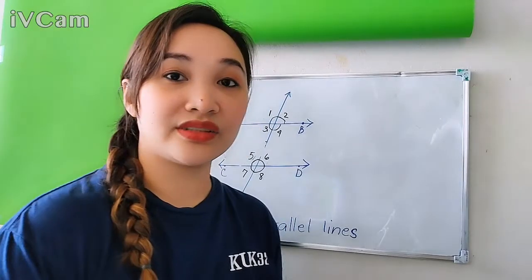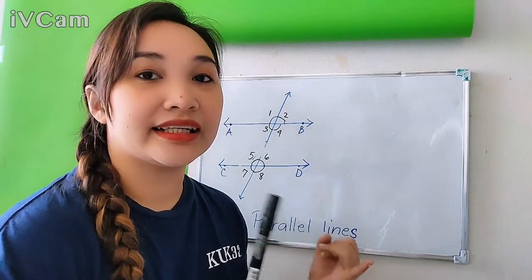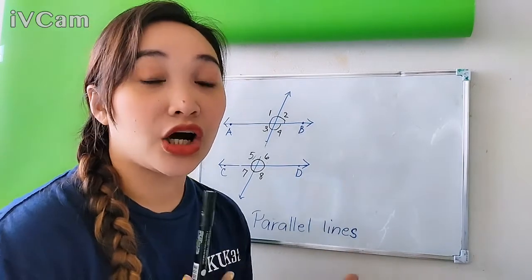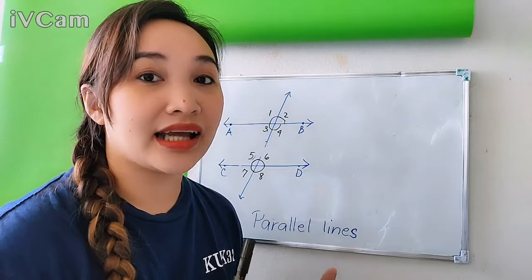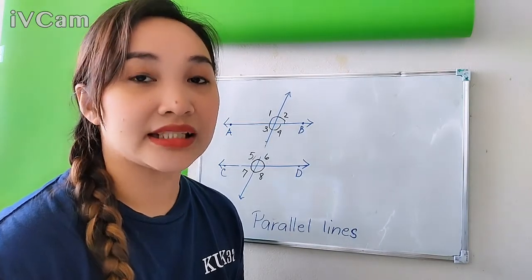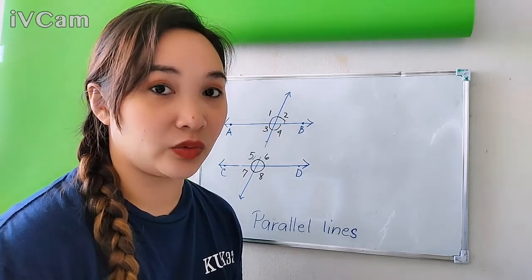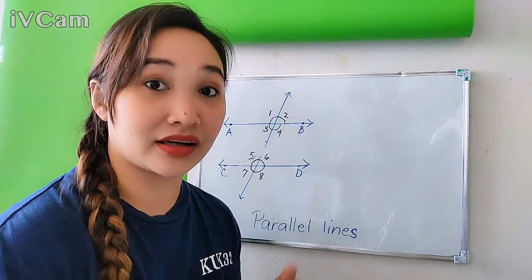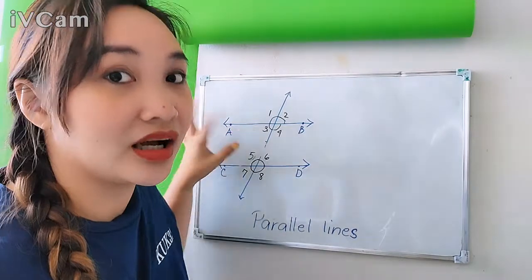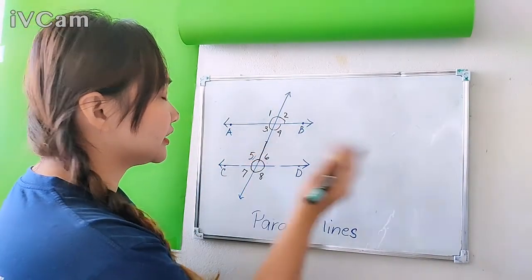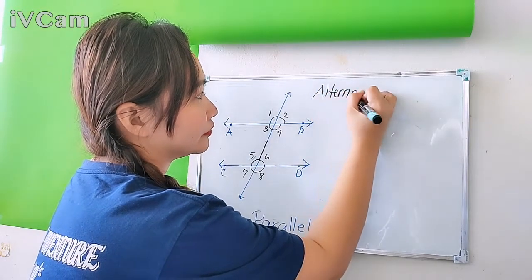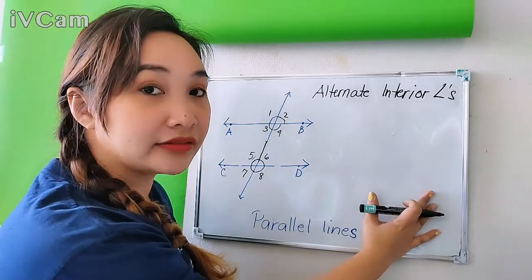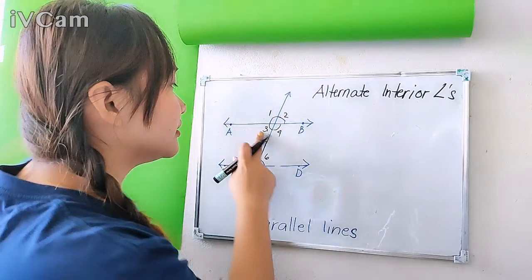The next angles are alternate interior angles and alternate exterior angles. When it says alternate, meaning opposite, it means that the angles are equal, meaning they have the same sizes. Now let's look first at the alternate interior angles, those angles that are inside our parallel lines. Okay, I will write it here: alternate interior angles.